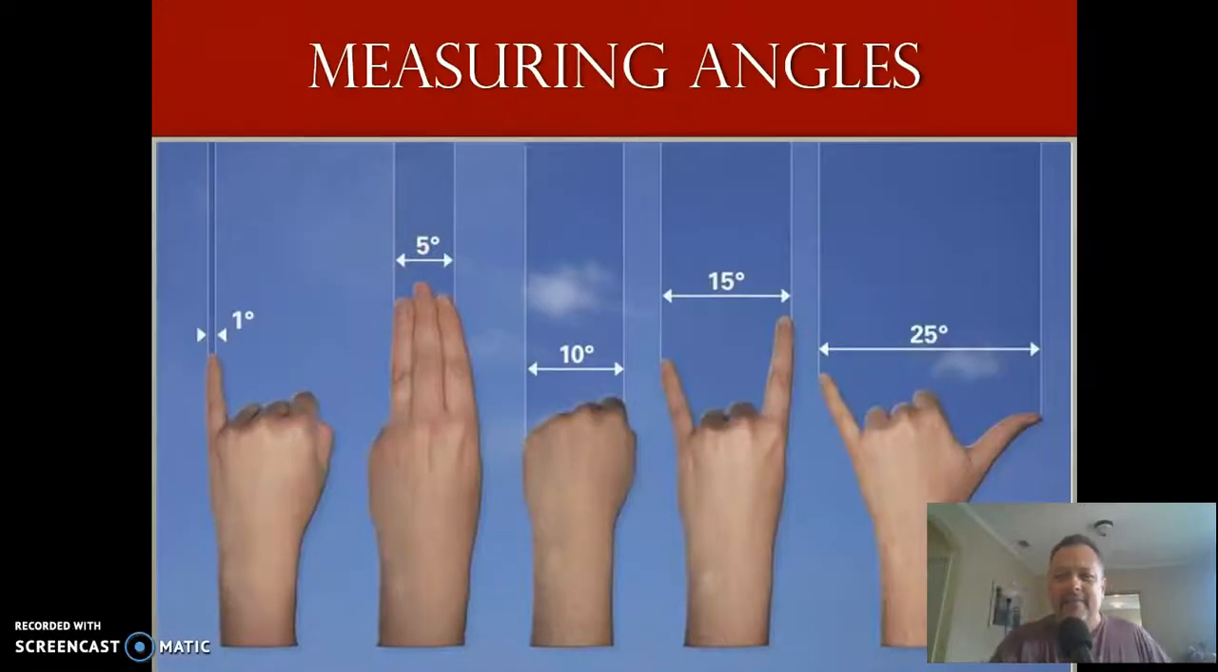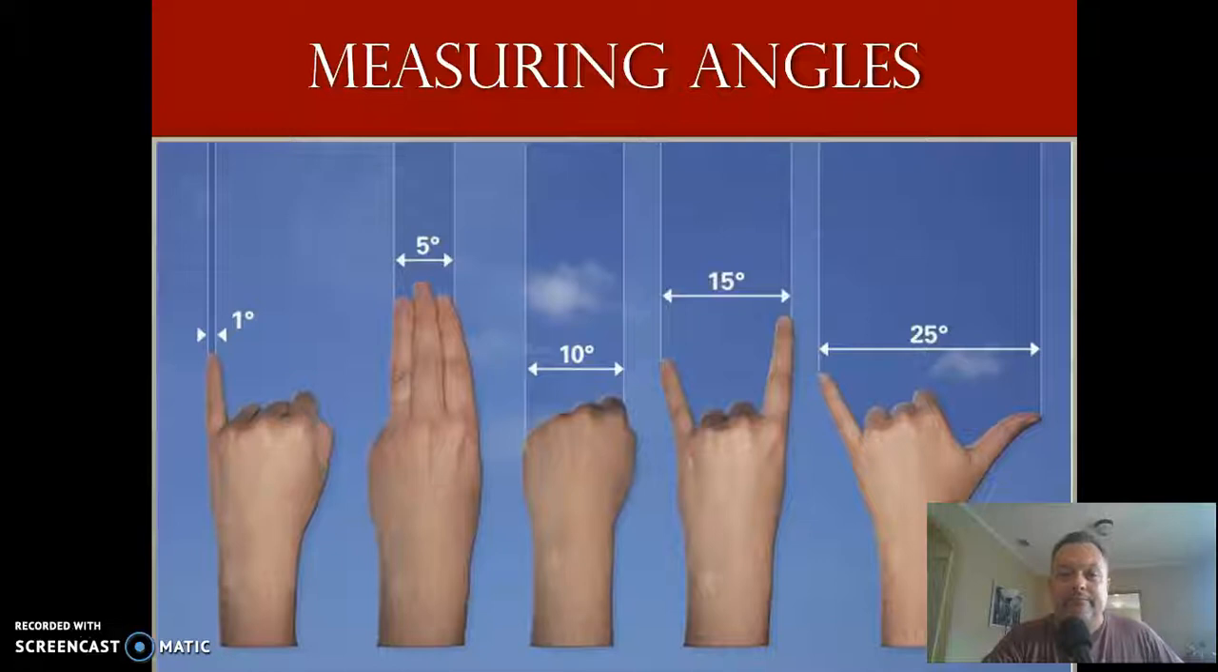So here's that picture I promised you, showing some of the angles, just little tricks of the trade. If you're standing out in a field with your friends and you want to tell them, hey, you need to go 25 degrees in this direction, you hold up your hand like that. That's just kind of cool.